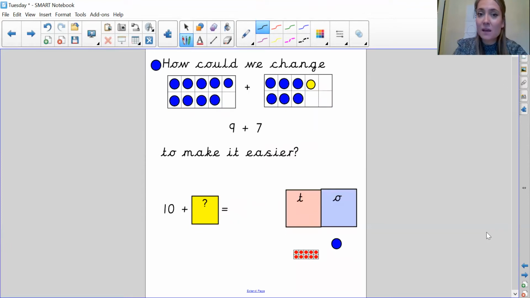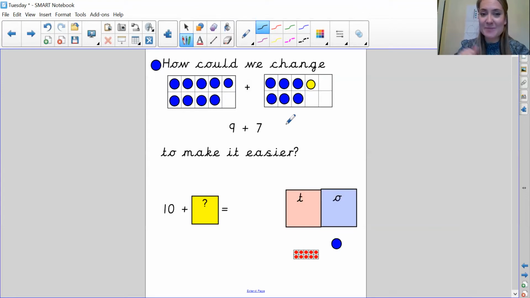Okay. Now, how could we change 9 and 7? Because I've got 9 over here, add 7 over here. How could I make it easier? Oh, I heard some of you shouting, I can make it 10. So see if you can do it. Pause me now. See if you can do it by making a 10, moving those counters or pasta shapes, whatever you're using. See if you can solve my answer.